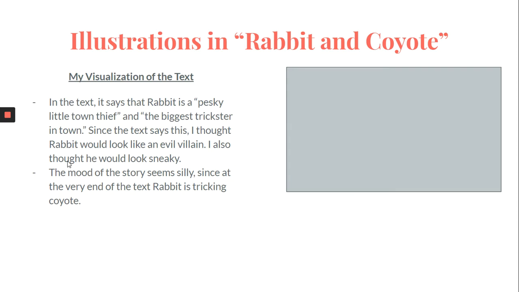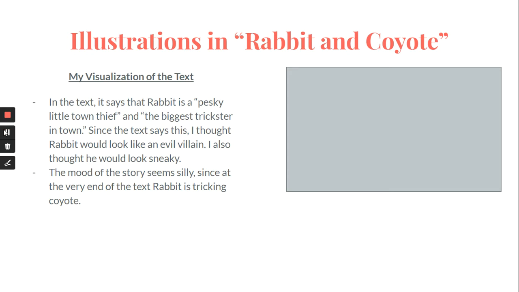Now, remember that our question was also about the mood. So what did I think the mood was of the story? Okay, was it a happy story? Was it a silly story? Was it a sad story? Well, I thought the mood of the story seemed silly because there's lots of tricking going on, and Rabbit is even tricking Coyote at the end. So I thought it'd be kind of like a Looney Tune or a cartoon-ish type of story. So that's what I thought the illustrations would look like.